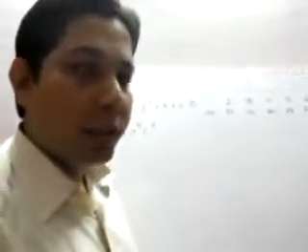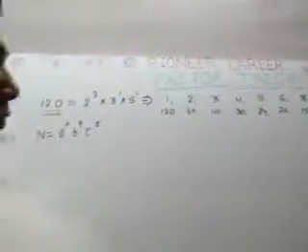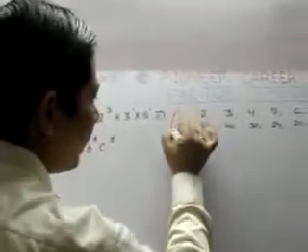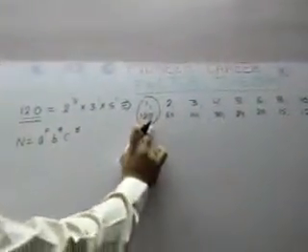Now let's discuss another concept related to factor theory. Question is, in how many ways you can write down 120 as a product of two of its co-prime factors? Co-prime factors means HCF of two factors should be 1. Here for 120 we can write down 1 into 120, HCF of 1 and 120 is 1.